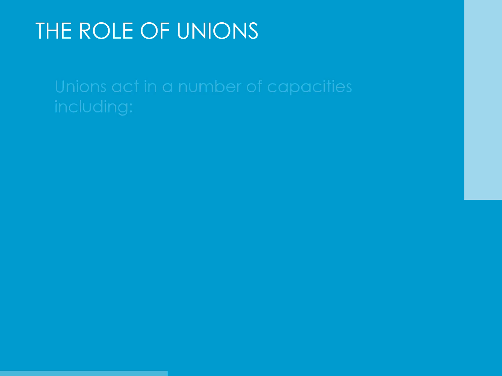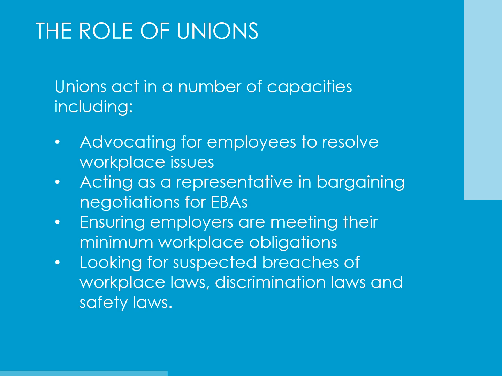So let's begin by looking at the role of unions. So unions act in a number of capacities, including advocating for employees to resolve workplace issues, acting as representatives in bargaining negotiations for EBAs, ensuring you as an employer are meeting your workplace obligations, and we'll talk a little bit about that later in terms of when they actually can come into your workplace to investigate a suspected breach. And then also looking for the suspected breaches of workplace laws, so that may be under the Fair Work Act, a breach of not meeting your award requirements or EBA requirements, a breach of discrimination laws and work health and safety laws.